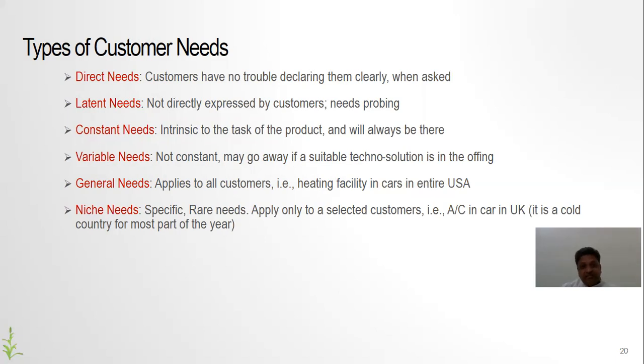Then constant needs, intrinsic to the task of the product, which will always be there. Variable needs are not constant and may go away if a suitable technology solution is on offer. General needs apply to all customers, for example a heating facility in cars in the entire USA, China or Russia. Niche needs are specific, rare needs that apply only to selected customers, for example AC in cars in the UK. It is a cold country for most part of the year.